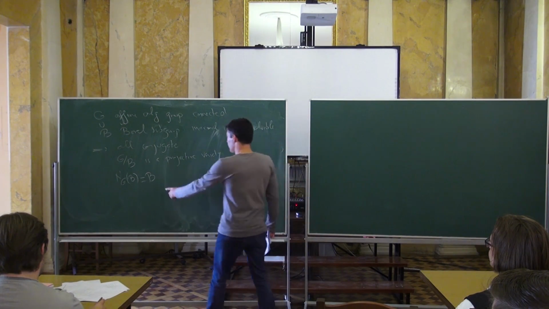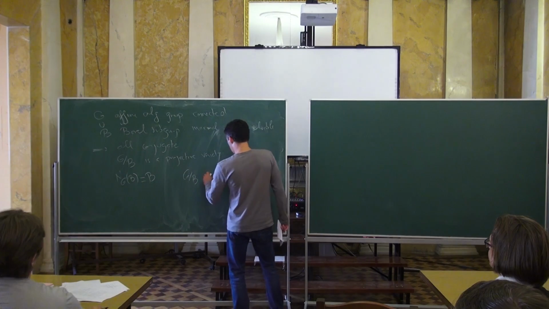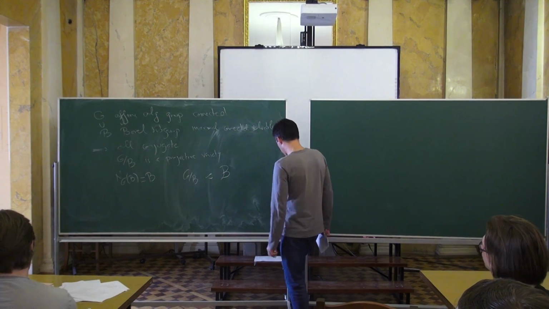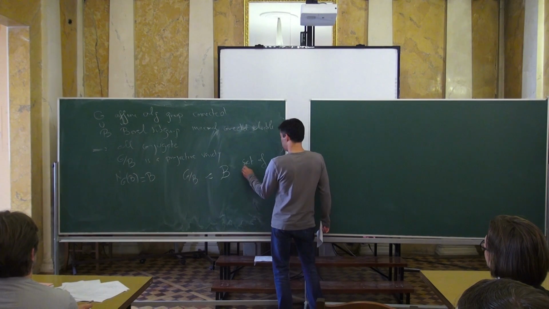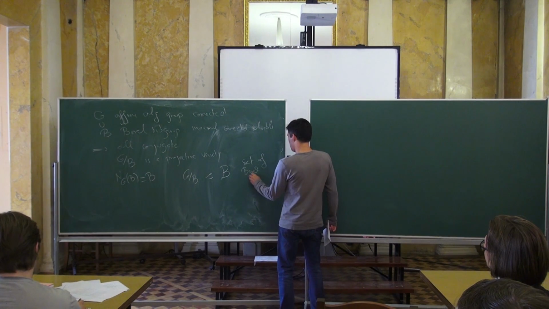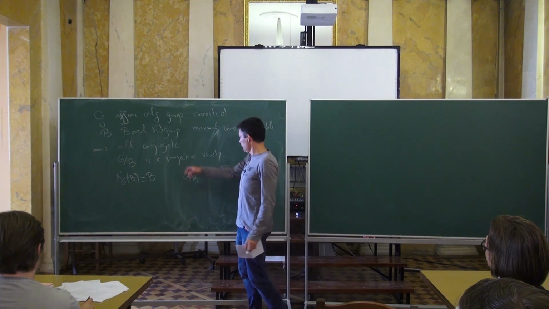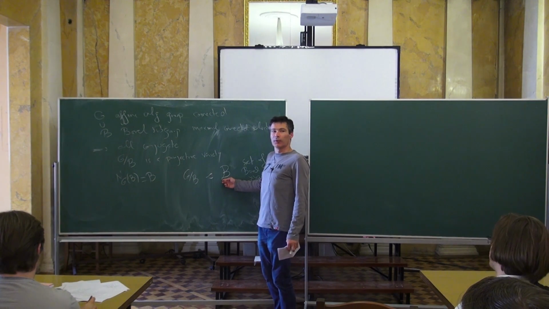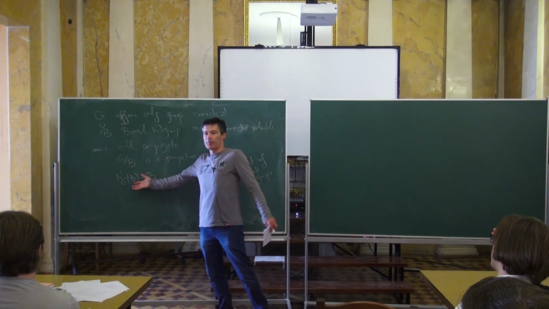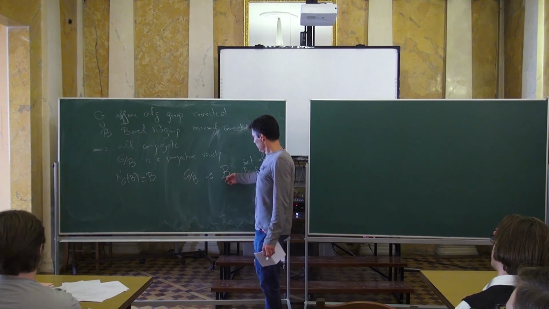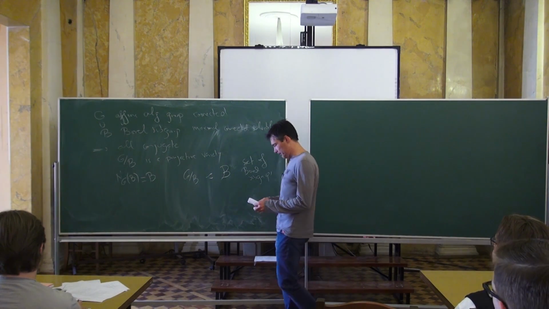So a nice consequence of this is that G mod B, you can think of it as calligraphic B, which is the set of Borel subgroups. Since they are all conjugate, there is a transitive action of G on this set, and the stabilizer of one of these is a normalizer, so it's B. So this can be identified with G mod B, so that's a more intrinsic way to think about it.